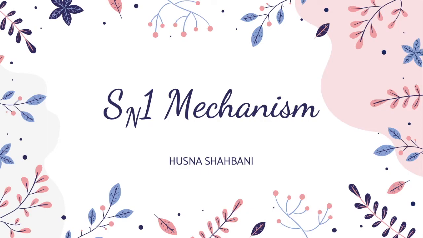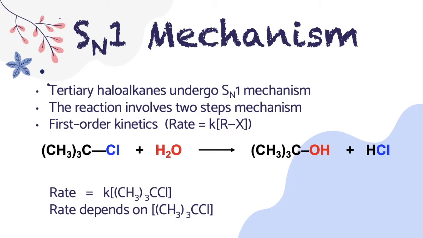SN1 mechanism. Tertiary haloalkanes undergo SN1 mechanism. The reaction involves a two-step mechanism. Compared to SN2, where primary haloalkanes undergo the SN2 mechanism and the reaction involves a one-step mechanism only, in the SN1 mechanism the reaction involves a two-step mechanism.